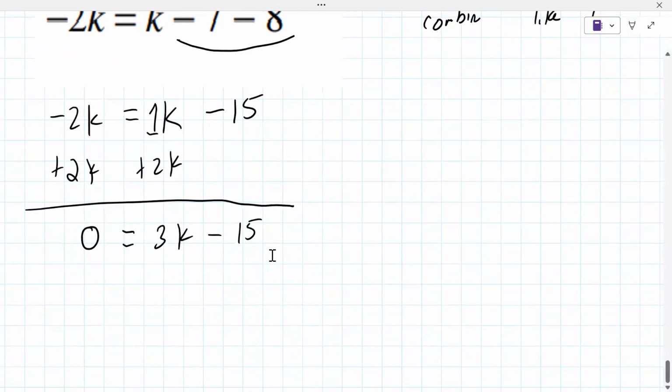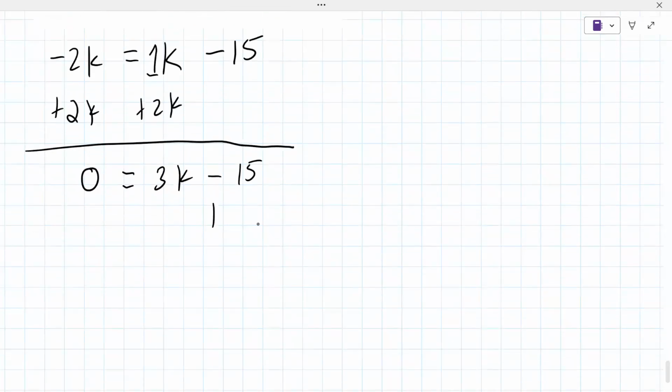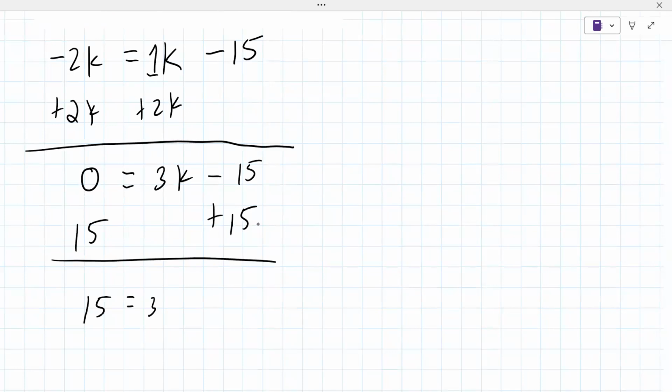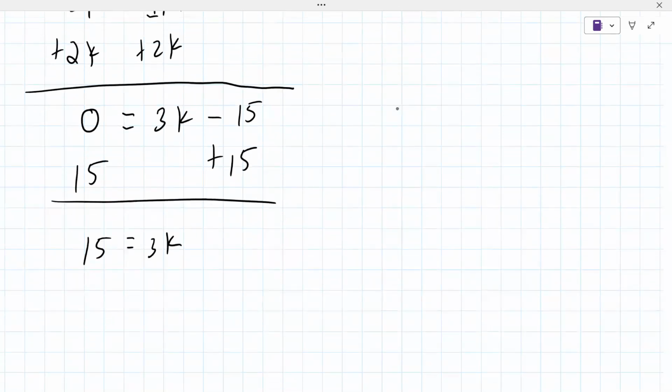And you still look at the side with the variable. So what do you undo first? Addition, subtraction, or multiplication, division? Addition, subtraction. Great. So what do you undo here? 15, so add 15 to both sides. 15 equals 3K. Keep going. What do you do from here? Divide by 3. Good. So K equals 5. Good.